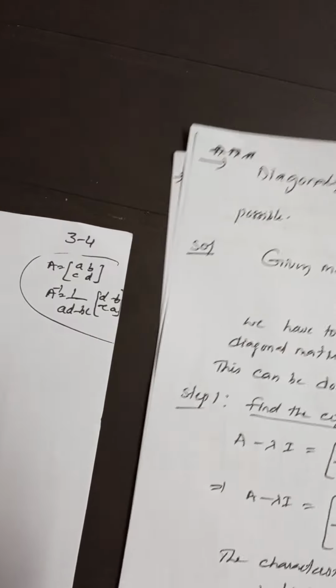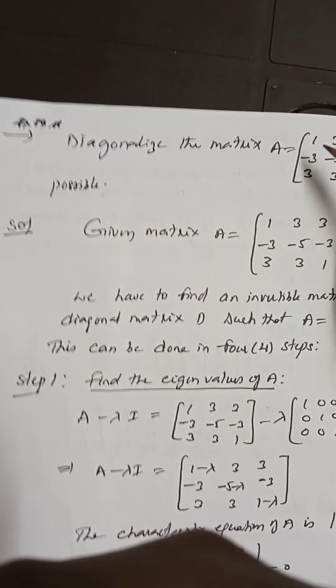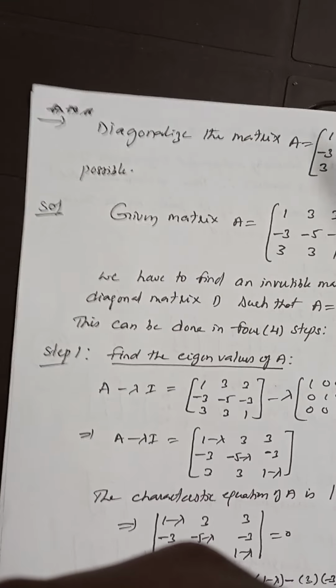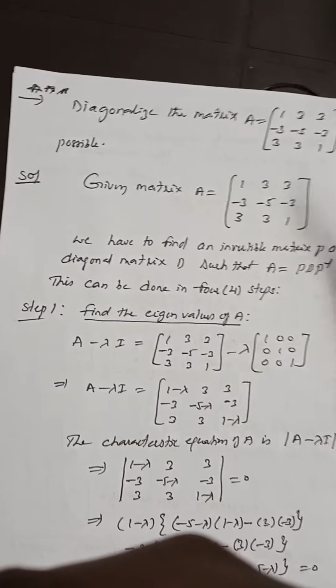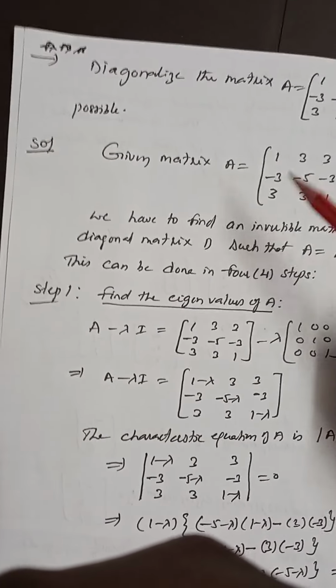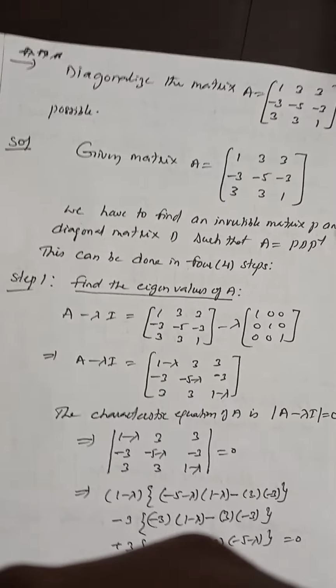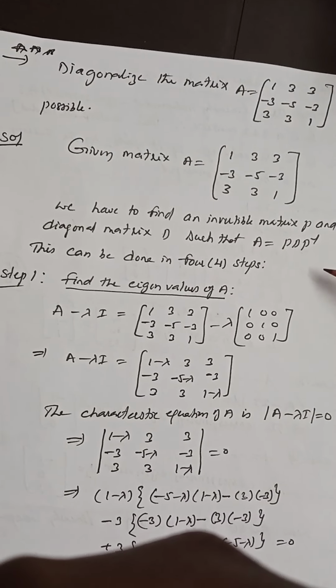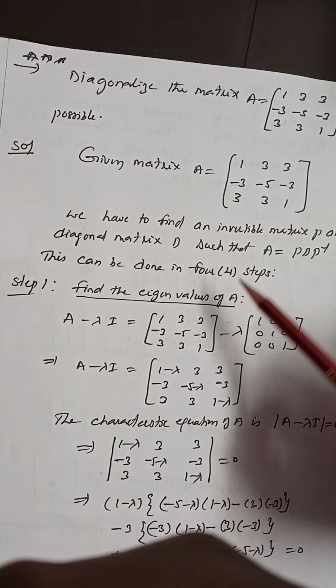Next one, diagonalize the matrix A if possible. This is an important concept. In this unit everything is important. Diagonalize the matrix A = [1 3 3; -3 -5 -3; 3 3 1], if possible. Given matrix is this one. We have to find an invertible matrix P and a diagonal matrix D such that A is equal to P D P inverse. This can be done in 4 steps.